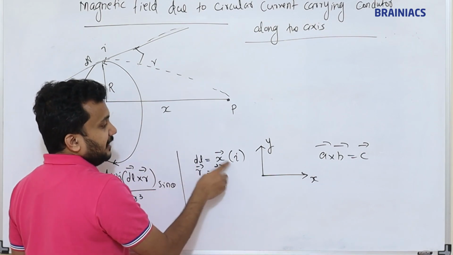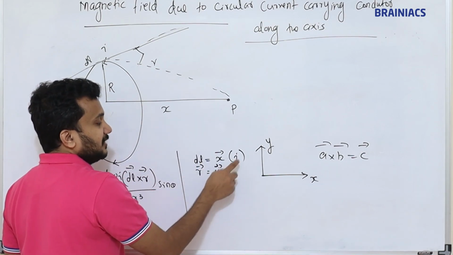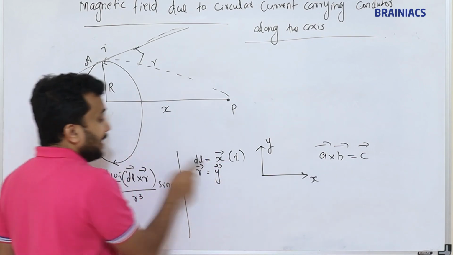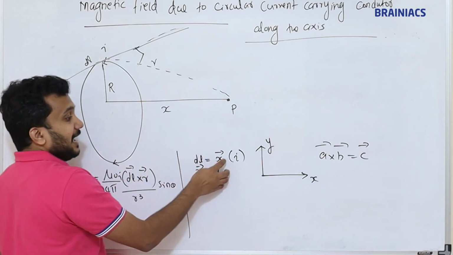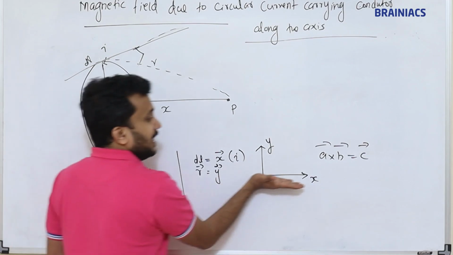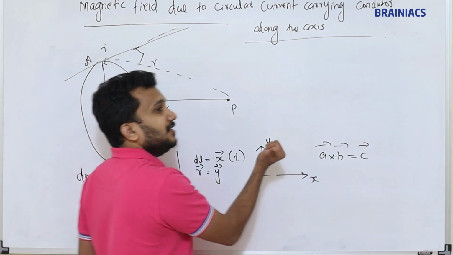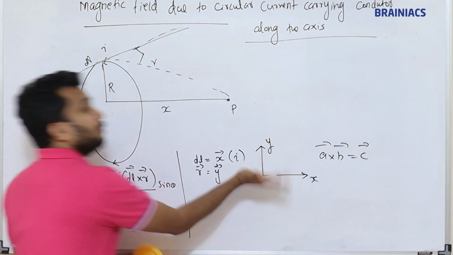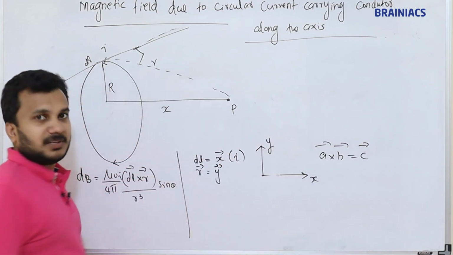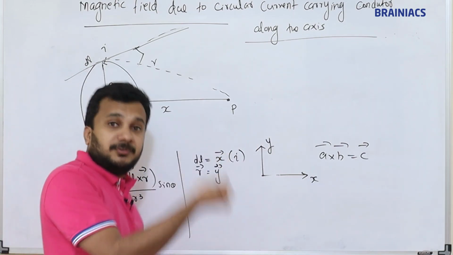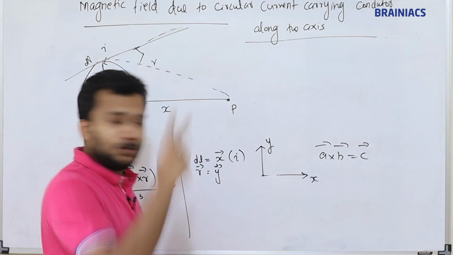You see, DL is something in the direction of I. So DL cross R means X cross Y. See, X cross Y. So what is your thumb? Thumb is pointing towards you. So the right hand palm rule is a rule which is used to find out the resultant of two vectors.